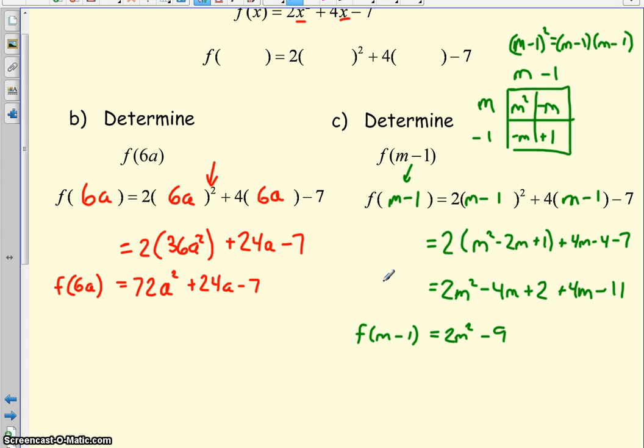Okay, so again, a little bit of practice in algebra here, but all we're doing here, this notation is telling us to replace the independent variable, in this case the x, with something different, and then simplify as much as we possibly can.